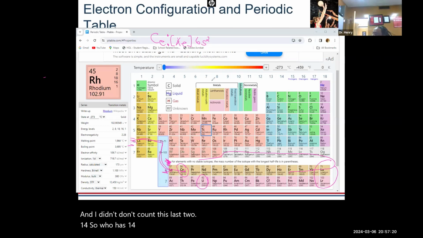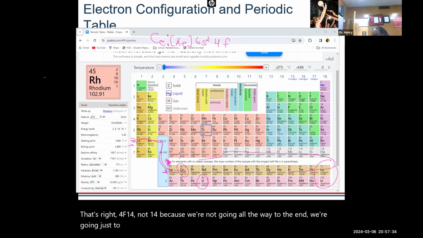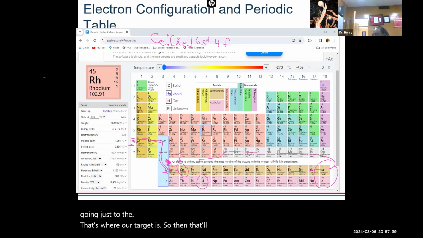The F. Is it 6F? 14? No, it would be 4F. 4F, 14. Not 14, because we're not going all the way to the end. We're going just to the Ce. That's where our target is. So then that'll be 1, that'll be 2. Okay.